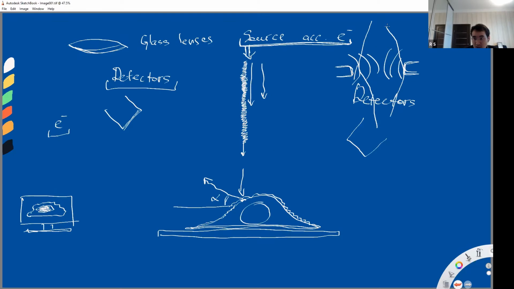And it almost looks like the path of the light that goes through this lens, for example. And this is the difference.